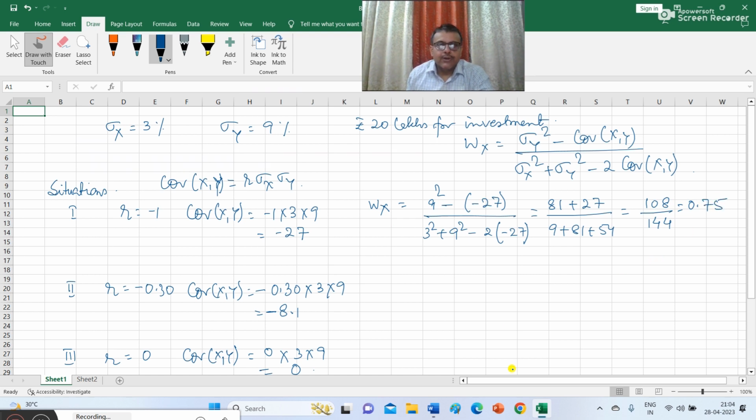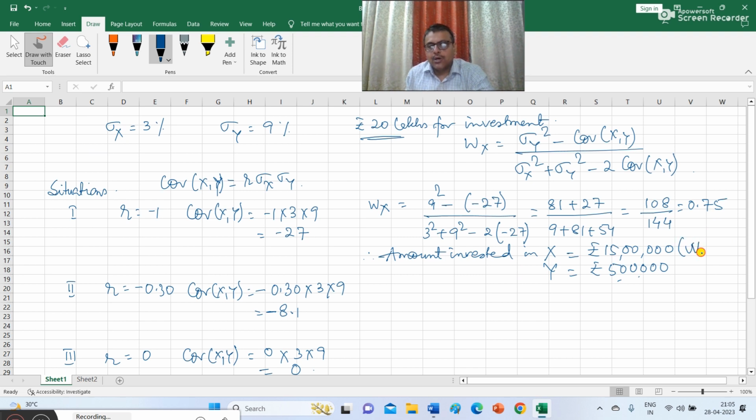0.75. So when you have an amount of 20 lakhs for investment, the amount invested in security X is rupees 15 lakh, and in security Y it will be rupees 5 lakh, because 0.75 multiplied with 20 lakh is 15 lakhs, and 0.25, which is the weight of Y, gives 5 lakh.